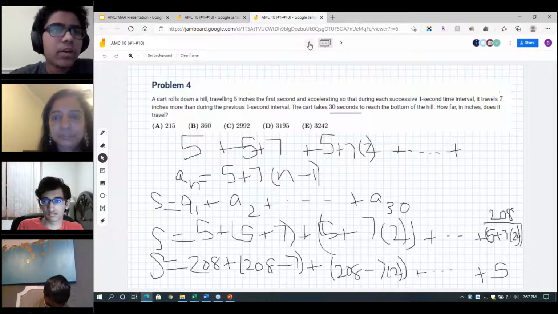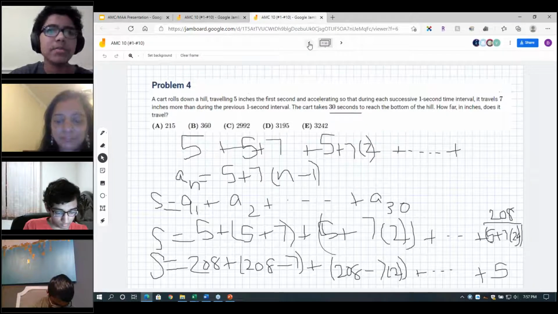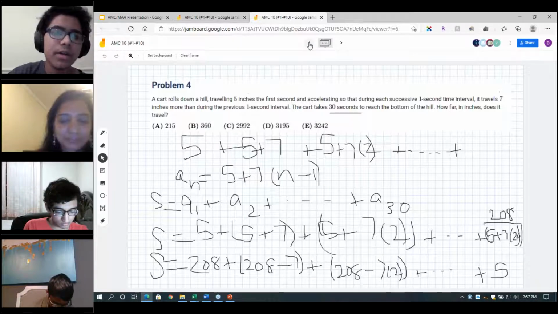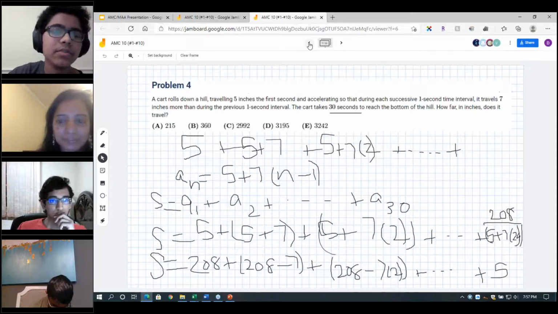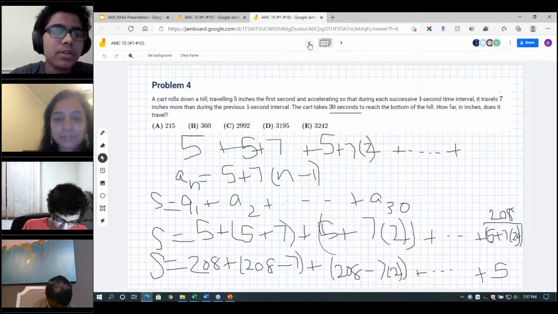So the cart rolls down 5 inches during the first second. Then in each successive second, it goes 7 more inches. It takes 30 seconds to reach the bottom of the hill, so we'll have 30 successive time intervals. In the first time interval, it'll go 5 inches. In the second time interval, it'll go 5 plus 7 because it's traveling 7 inches more. In the third time interval, it'll go 5 plus 7 into 2, because you're adding 7 each successive time interval.